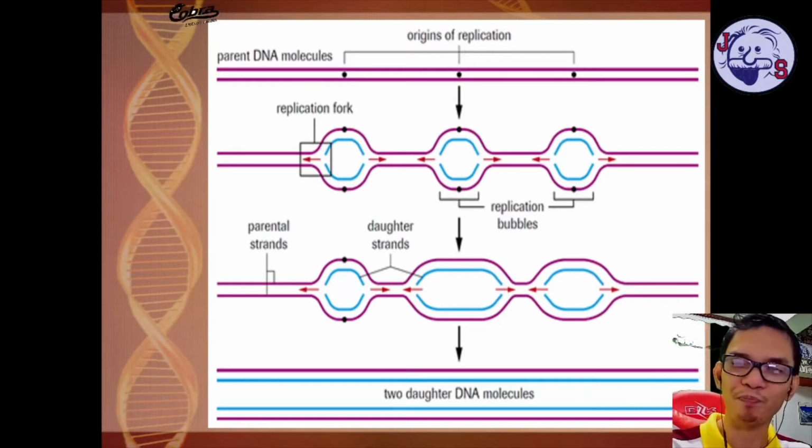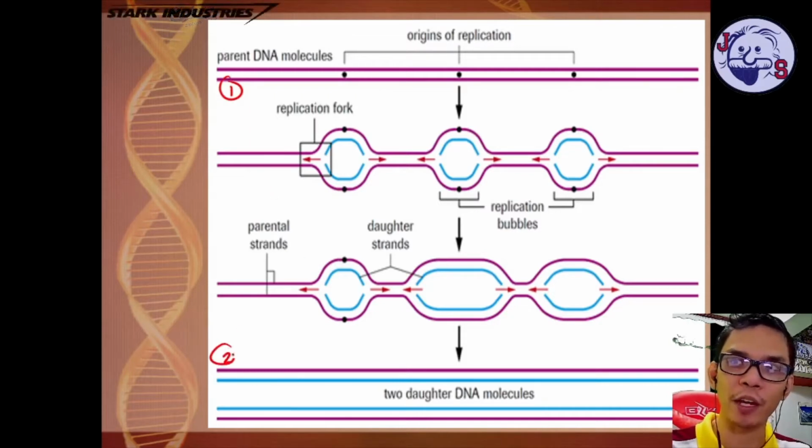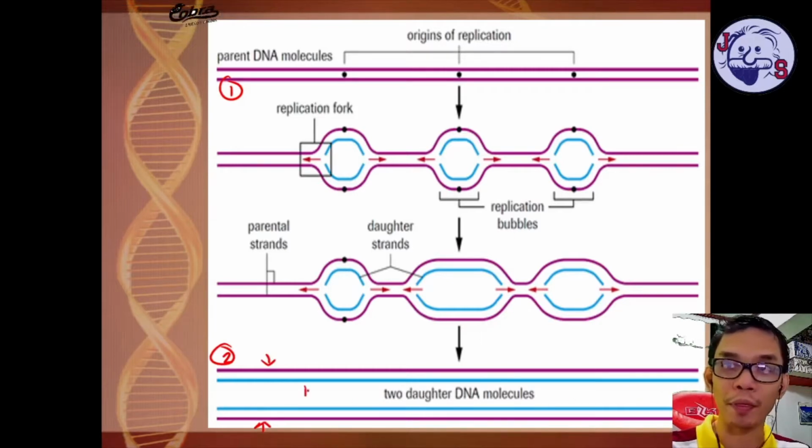Why? It's because from one parent DNA molecule, it now becomes two daughter DNA molecules. And as you can see here, from the parent molecule, the violet one over there, it produces a newly synthesized strand over here, the blue one. So the blue one that you have right here is the newly synthesized strand of the DNA.